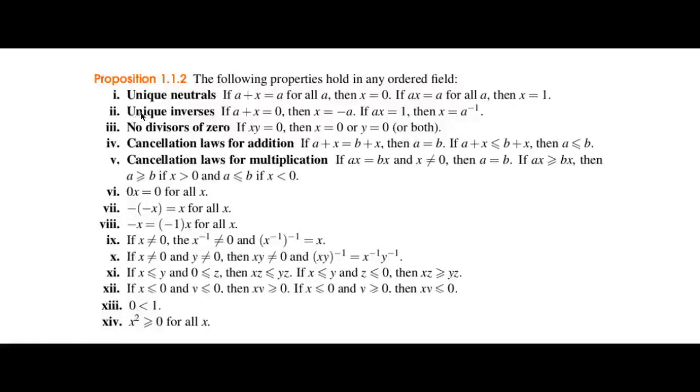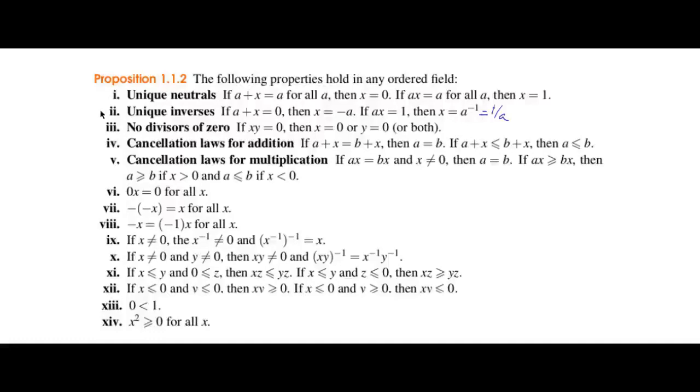Now the second one is that the inverses are unique too. So if a plus x equals 0, then x is the inverse of a, minus a. There's no other number that has this property. And if a times x equals 1, then x is the inverse of a, so a to the minus 1, or 1 over a if you want. There's no other number that has this property.